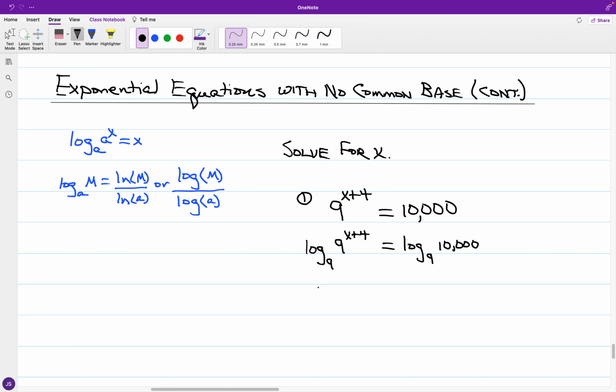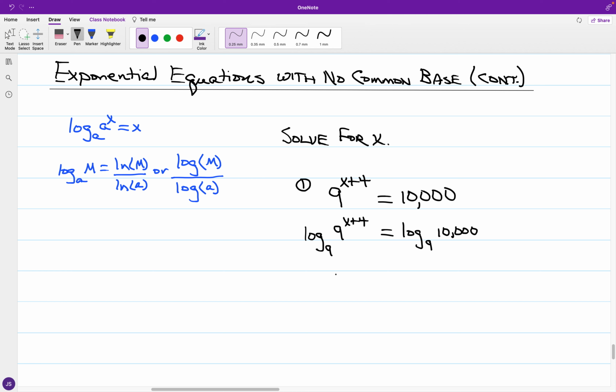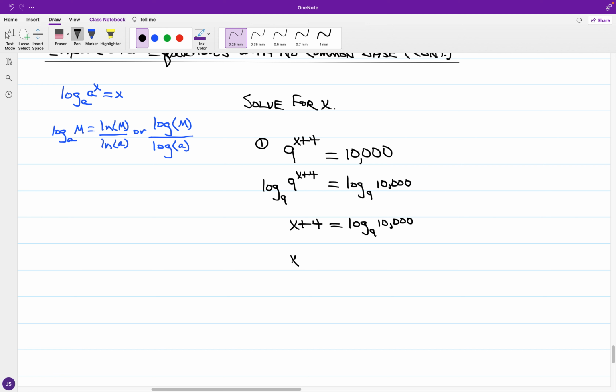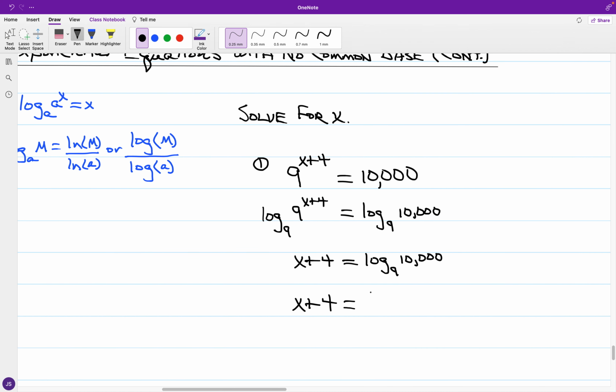Okay, so for the base 9 logarithm of 9 to the x plus 4, this will go to x plus 4, and here we have x plus 4 is equal to the base 9 logarithm of 10,000. For the base 9 logarithm of 10,000, I can use either natural or base 10 logarithms, where a is represented by 9 and m is represented by 10,000. Let's say we'll just go with log.